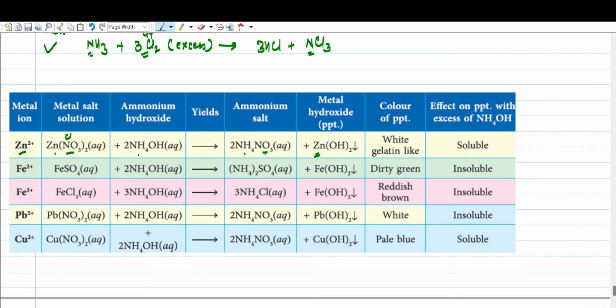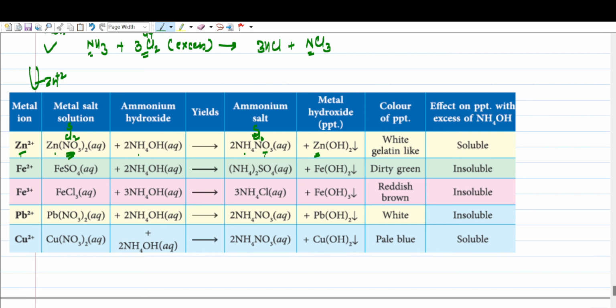If you have taken chloride, you will get ammonium chloride, right? So this you have to remember. Whatever is the anion over here, maybe if taken sulfide, you will get ammonium sulfide. So whatever anion is here, that type of the same salt is formed. If we take zinc ions, we want to confirm the salt contains zinc ion.